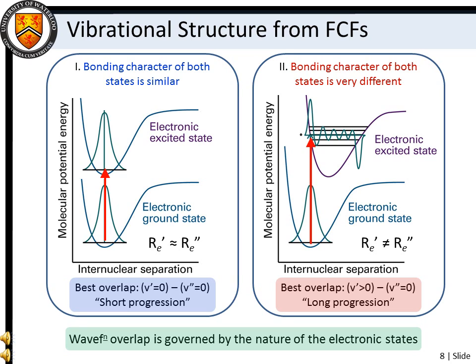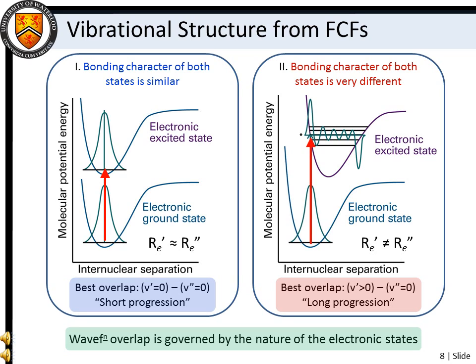Either the two states exhibit similar chemical bonding, and are just offset energetically, or the two states exhibit different chemical bonding character and are offset both energetically and in terms of nuclear configuration. Assuming excitation from the v'' equals 0 level in the electronic ground state, the first scenario results in optimal wave function overlap with the v' equals 0 level in the excited state, and very poor wave function overlap with any other excited vibrational level.